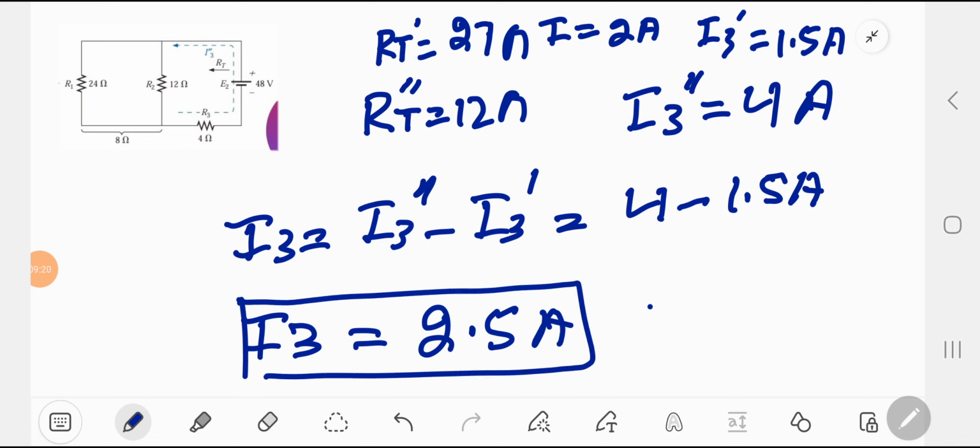So we applied the superposition theorem and found the current across R3. We have many methods to find the current I3, but here in this case we actually discussed the superposition theorem. So thank you for watching. It's the end of the lecture.